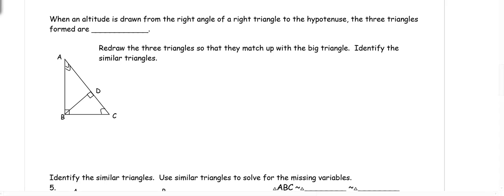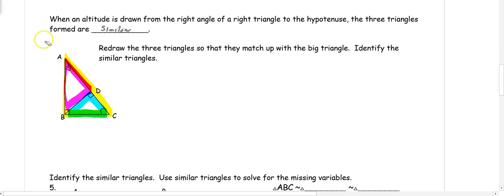The other thing we're going to look at is what happens when we draw an altitude inside a right triangle. So when we draw an altitude from the right angle of a right triangle to the hypotenuse, the 3 triangles formed are going to be similar. So in this picture, we actually have 3 triangles. We have triangle ABC. We have our smaller triangle ABD. And we have the third triangle, BCD. So we're going to draw them all so that we can show that they are similar triangles.